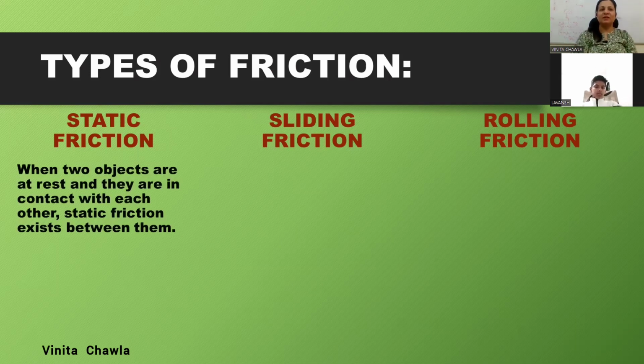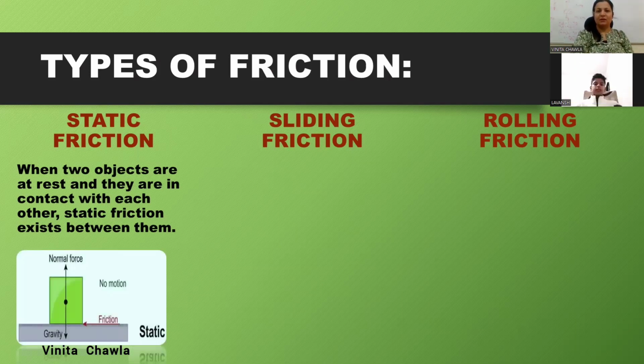When two objects are at rest and in contact with each other, static friction exists between them. In this case, you can see this block lying on the floor with no motion. Gravity is acting in the downward direction and the normal force is acting in the upward direction, which balances the gravity. The red colored arrow shows the force of friction. And there is no motion at all.